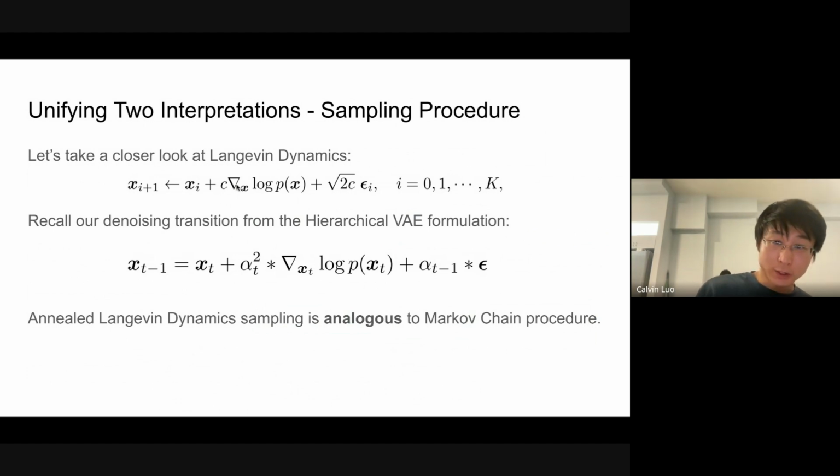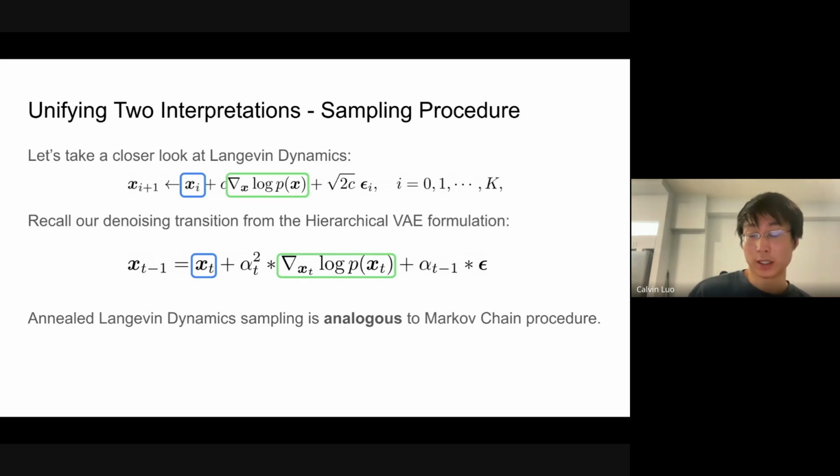Annealed Langevin dynamics sampling says we start from x1, we improve it by following a learned score and add some stochasticity so that we have some sampling diversity, right? And that's how we update to the next level, xi plus 1. And in the denoising transition for the hierarchical VAE, we have this noisy version xt, and we apply some scaled version of the score, as well as some epsilon, to generate the cleaner image xt minus 1. So the xi and xt are equivalent. They represent samples from a noisier version of the data that we want to use to go to a slightly less noisy one.